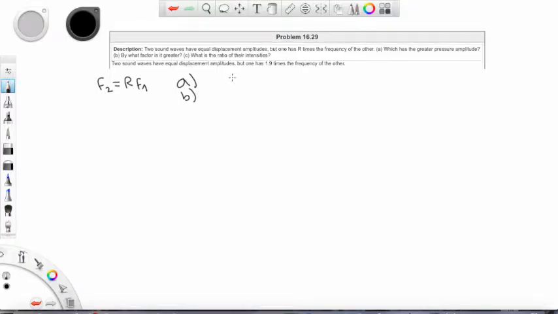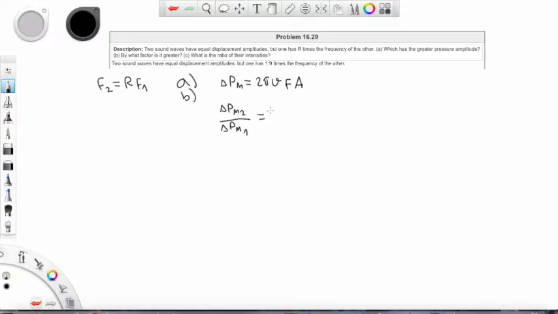A asks which has the greater pressure amplitude, and B, by what factor it is greater. So first, let's state what the pressure amplitude is. It's defined by this equation: 2 pi times the velocity of the wave, the frequency of the wave, and its displacement amplitude. And now we are asked to calculate the ratio of two different pressure amplitudes. So let's just do that.